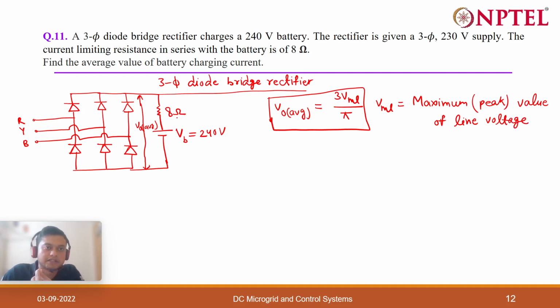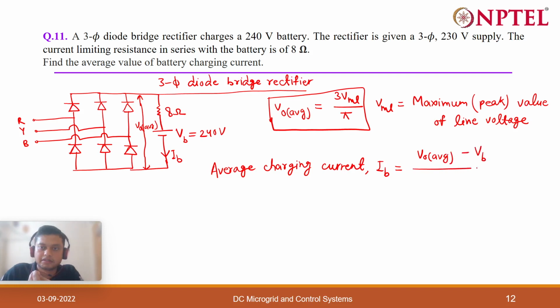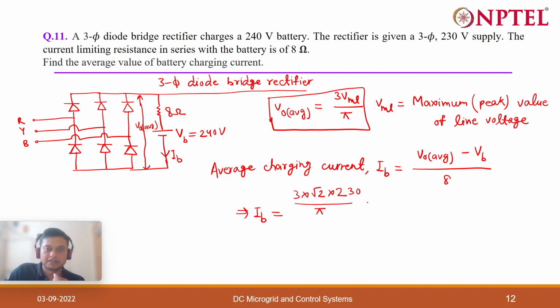Applying KVL at the output of the 3-phase diode rectifier, we will get the average charging current. You can take it as IB flowing through the battery. Average charging current IB will be V naught average minus VB divided by the resistance, 8. So put these values: 3 VML means root 2 into VL. VL is given as 230 volt. Always in the question the given value is the line to line voltage. So 3 VML divided by pi minus VB, which is 240 volt, divided by 8.